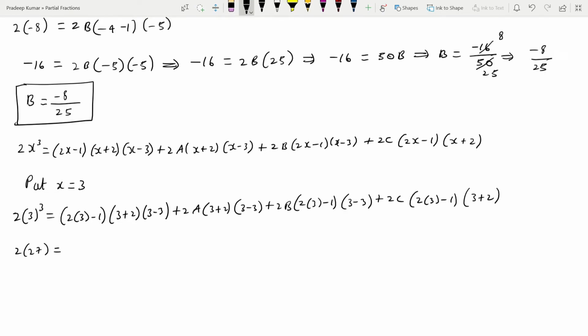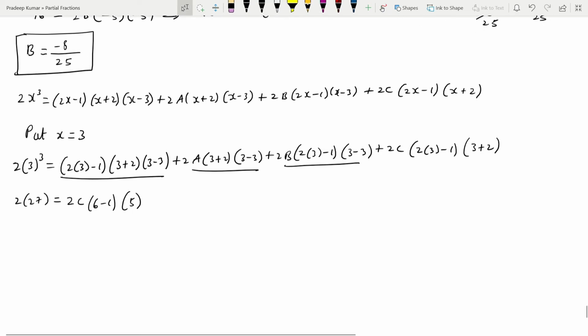If you observe, 3 minus 3 is 0, so this whole part will become 0. This also has 3 minus 3, which is 0, so this whole part will become 0. This also has 3 minus 3, which is 0, so this whole part will become 0. We just need to solve this c part. So we'll write 2c. This is 2 3s are 6 minus 1, and this is 3 plus 2, which is 5.